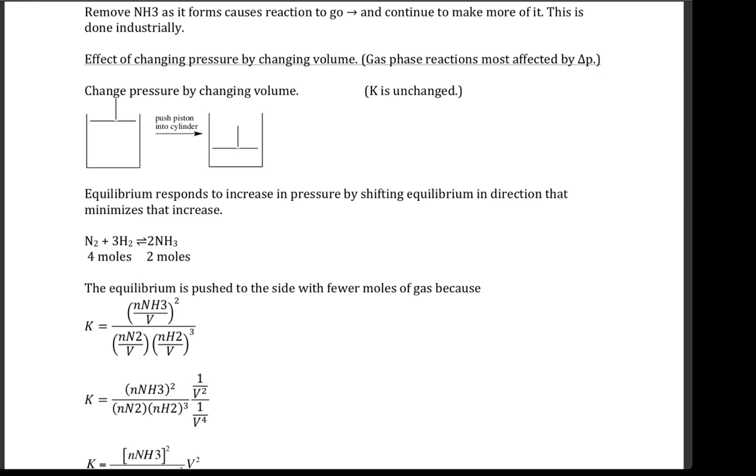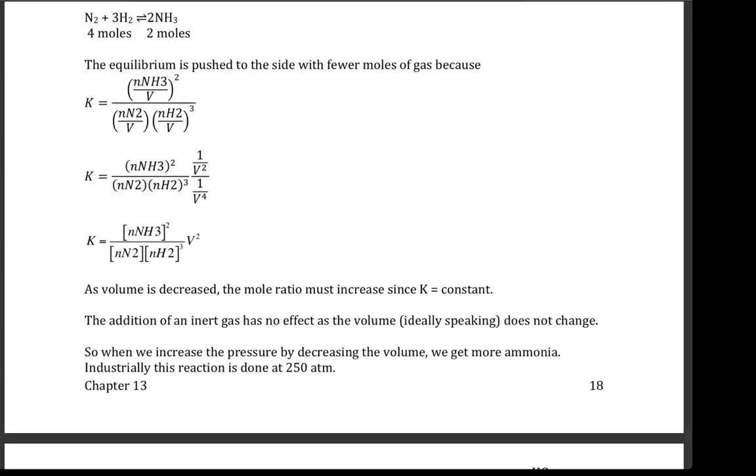So if we have that ammonia reaction in a cylinder and we squeeze down, that increases the pressure, and what the system will do is it will go to the side with the fewer moles of gas. We will be in effect pushing it toward the ammonia side. And that is because the equilibrium expression for our ammonia reaction is N of ammonia over volume squared divided by N of nitrogen over volume divided by N of hydrogen over volume cubed.